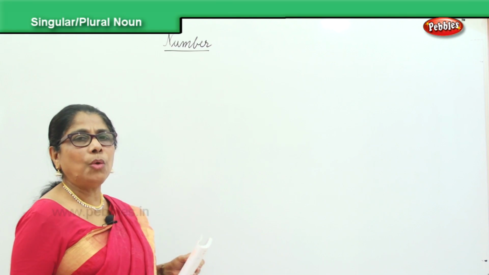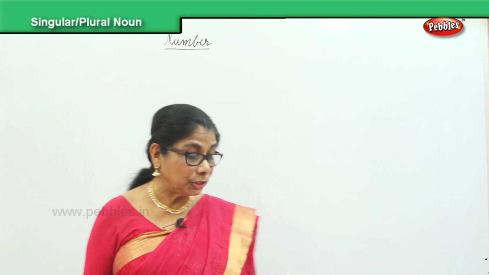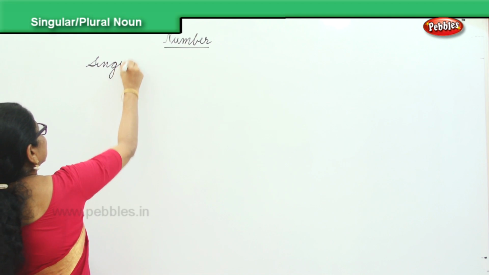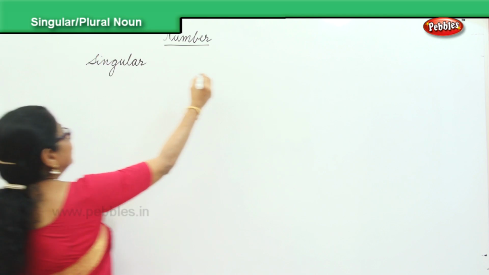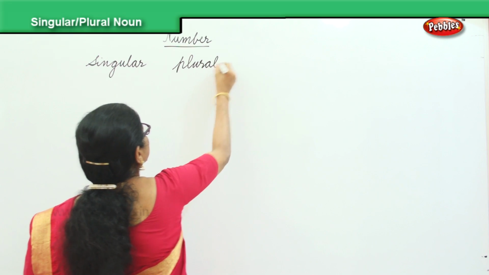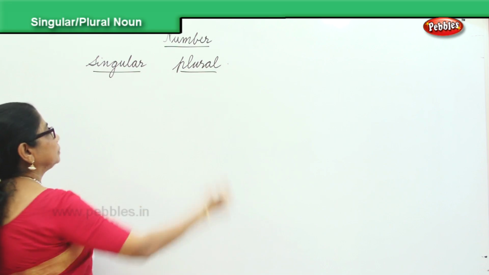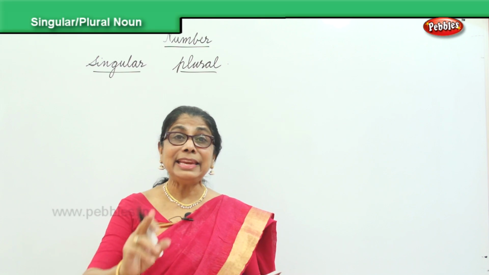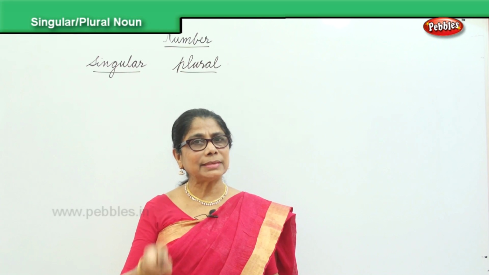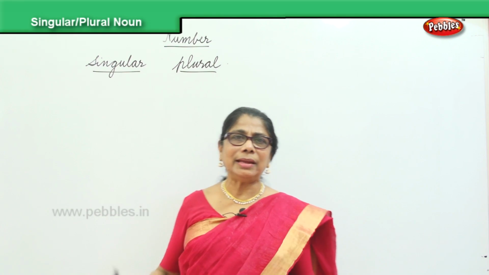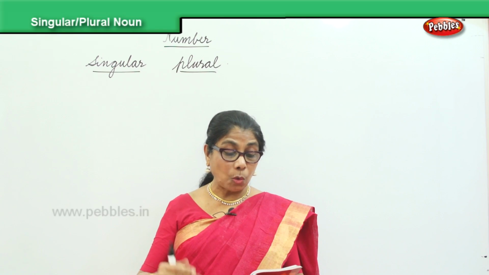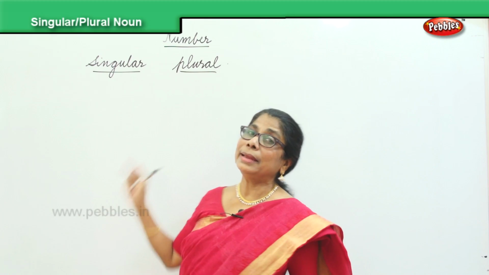So we normally count people, things, numbers. So we say singular, and we say plural. Singular number, plural number. Now, any noun that stands for one person or one thing, we say singular number. And any noun that stands for more than one person or thing, we say it's a plural number.